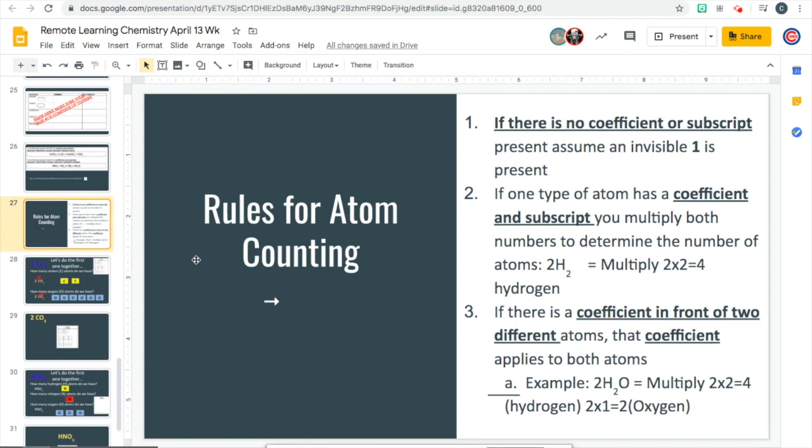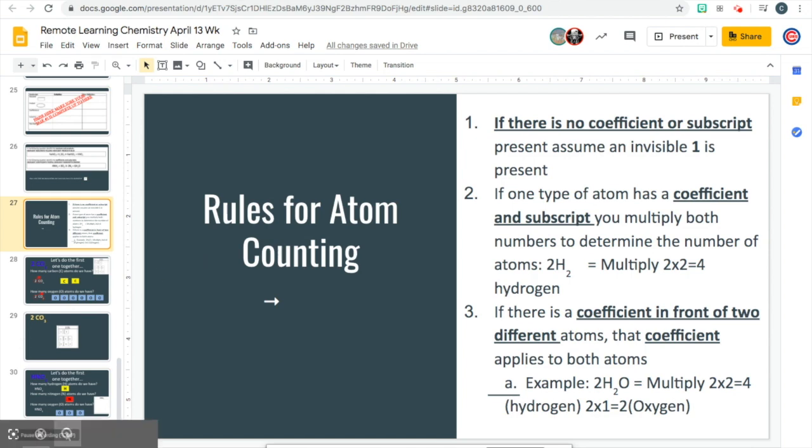Okay, so this next part of the task is going over the specific rules for learning how to count atoms, okay? There are three main rules that we need to focus on. The very first one is, number one, if there is no coefficient or subscript, meaning the big number or the little number, then you just automatically assume that there is an invisible number one. Again, if there is no big number or little number, just assume that there is a number one. The second rule is if one type of atom has a coefficient and a subscript, then you're going to multiply both numbers to determine how many atoms there are for that element.